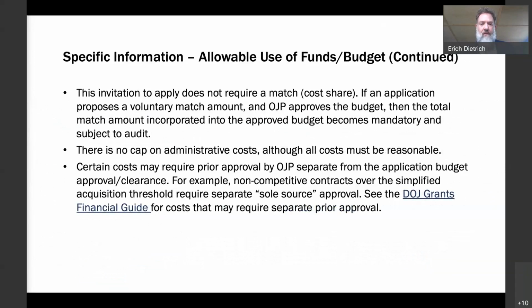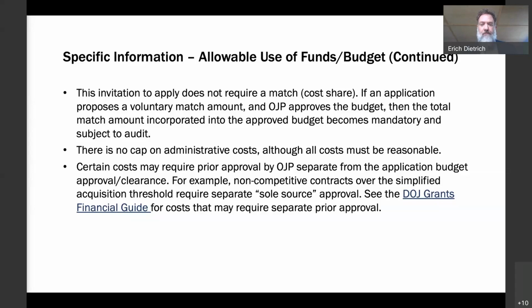No match or cost share is required. Our standard guidance for grants that don't require a match is to tell applicants that if they elect to include non-federal costs or match in their budgets voluntarily, it will be required and subject to audit when OJP approves the budget. But my guidance is simply not to include match in your budget. Apply for only the specific amount of your appropriation. You can include in your narrative a discussion of local funds put toward the same project if you wish, but this is not required.